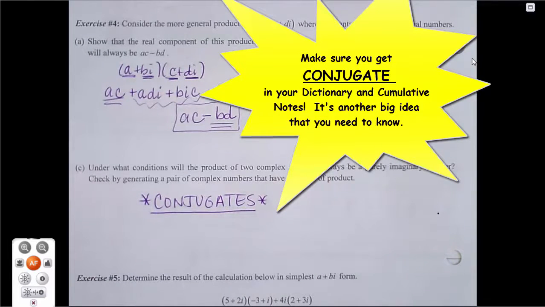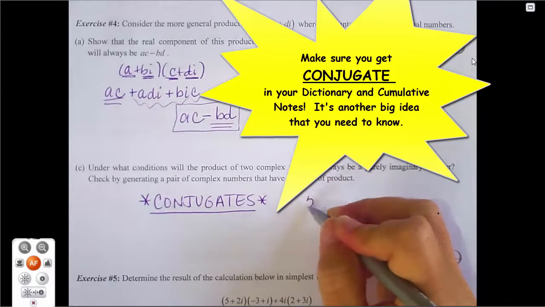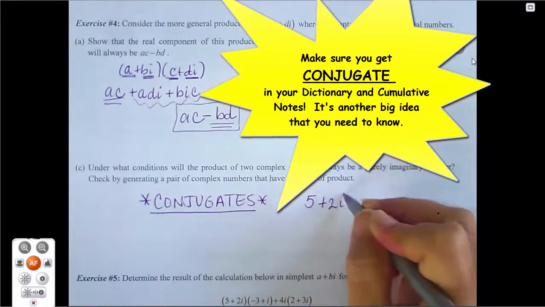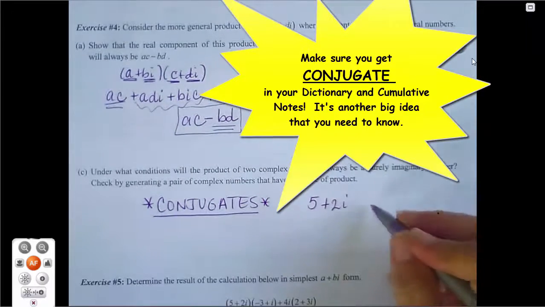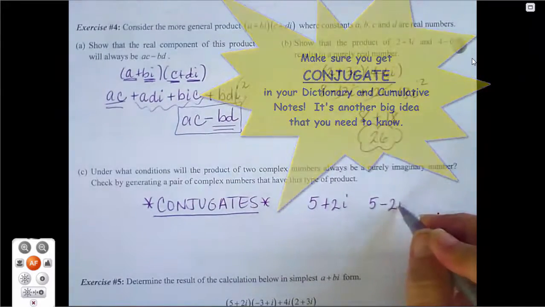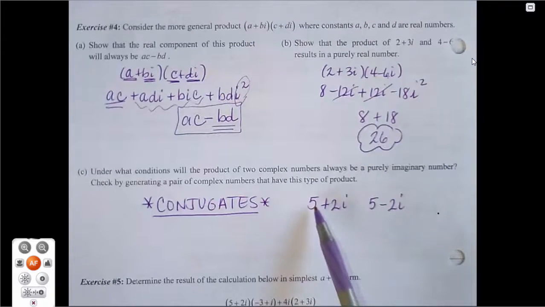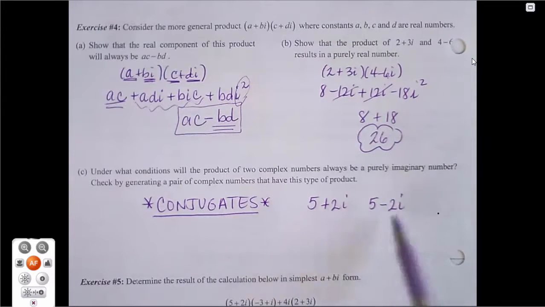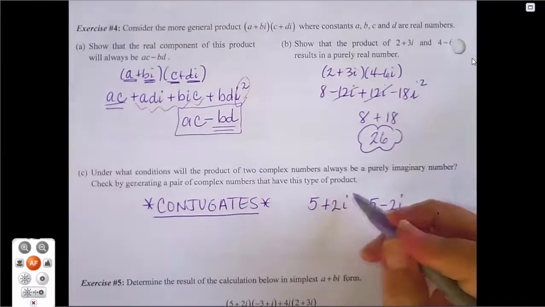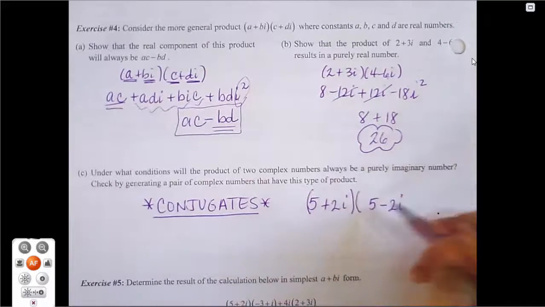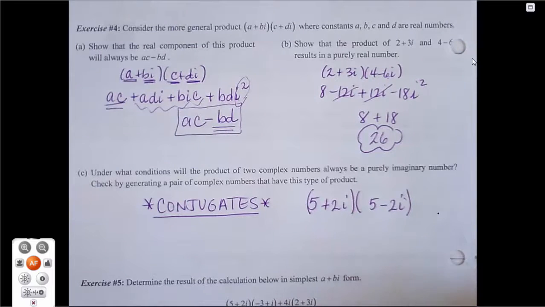So the conjugate of a binomial is exactly the same except the sign on the inside. So, for example, if I have 5 plus 2i, its conjugate is 5 minus 2i. The numbers themselves, 5 and 5, 2i and 2i, are the same, but the signs between them are opposites. And anytime I multiply a complex number and its conjugate, I get a purely real number. Those inside terms cancel out.